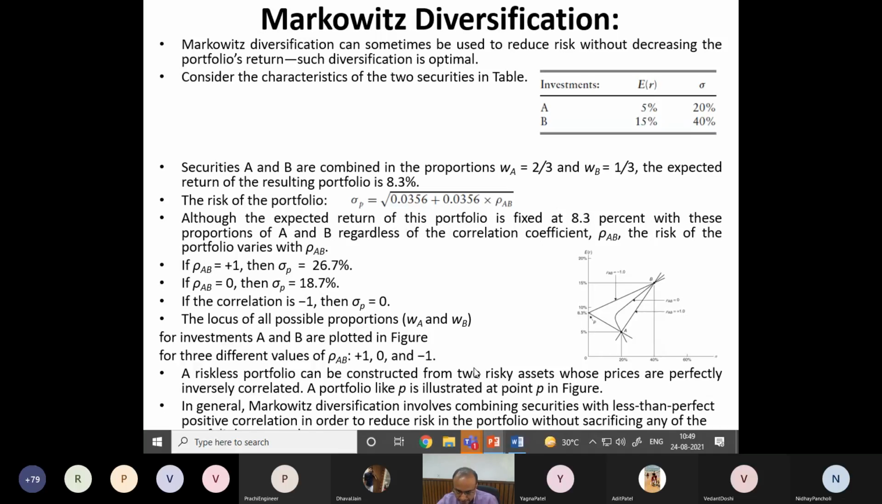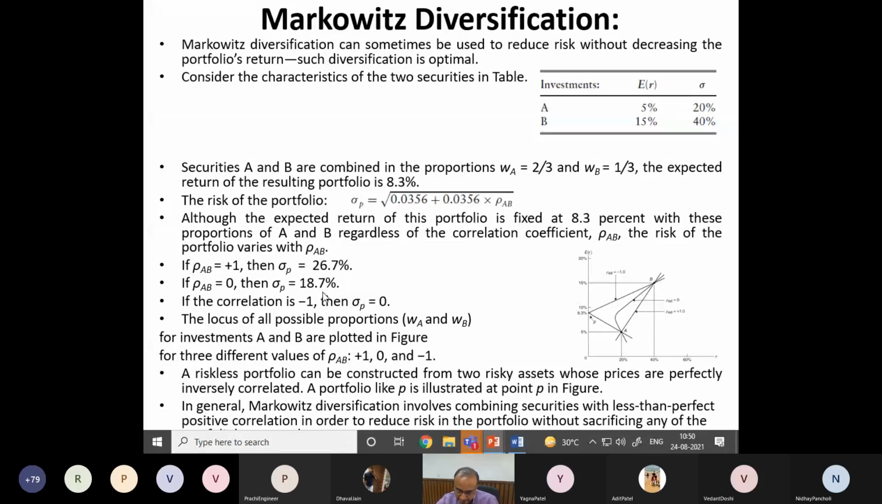So you can just conclude from this discussion. And in general, let me conclude today's session with this comment. Markowitz diversification involves combining securities with less than perfect positive correlation. You can see if the correlation coefficient is 1, you will not be able to reduce the risk in the portfolio too much, right? Individual securities can have risk. If you combine them in a portfolio, obviously the risk will reduce.